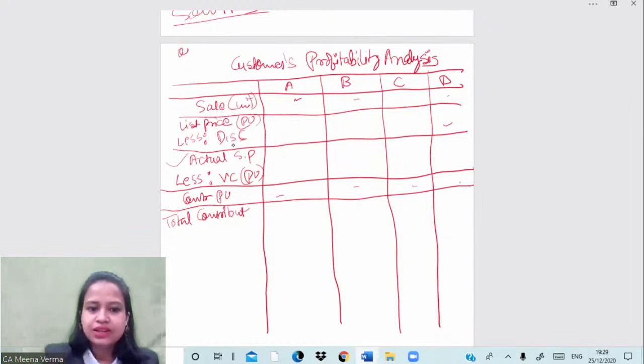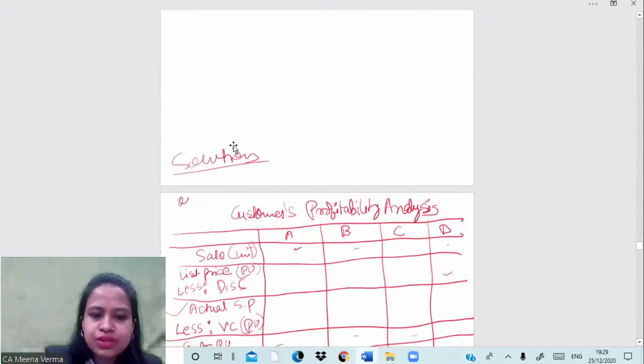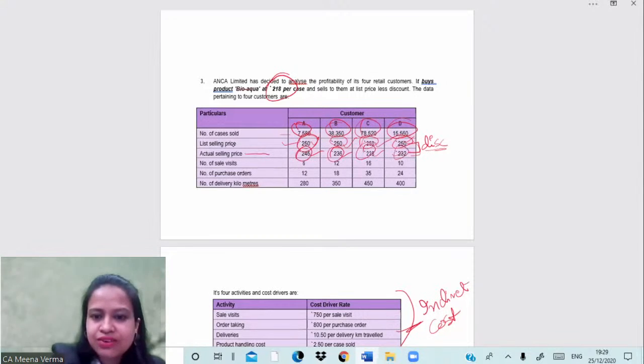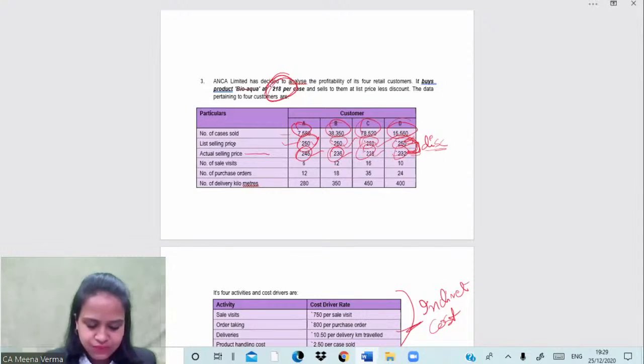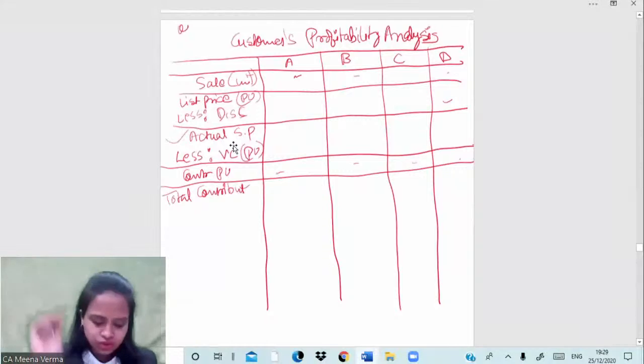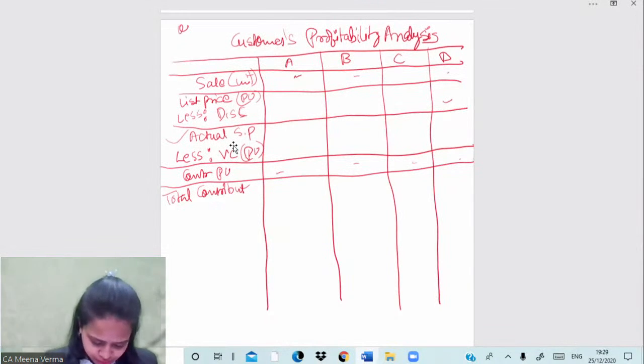What will you do? See, the number of units is given here. The number of units which you are selling, fill it. The list price is given, fill it. The actual selling price is given, fill it. Find the discount. The difference is the discount. Variable cost per unit is given. So in this way, find the contribution per unit at this place. Give me the total contribution. I'm waiting for you to give me the value of total contribution.